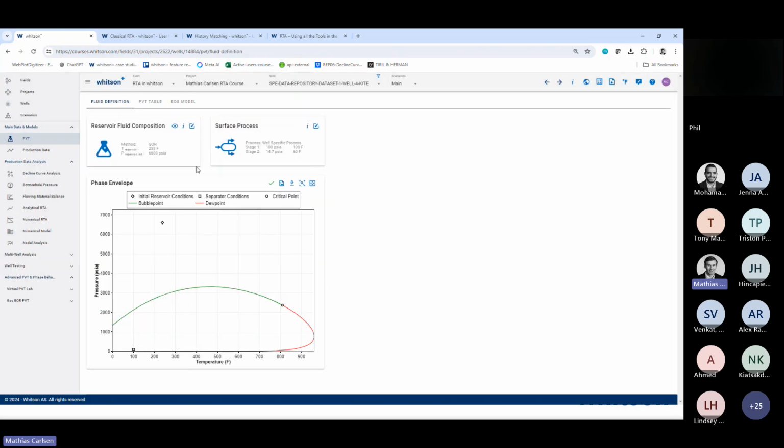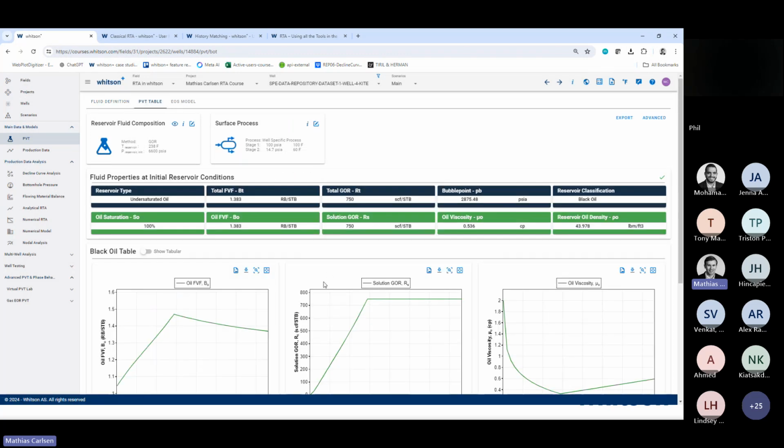What we see now is something that's very different from what we saw in the other case where we were dealing with a dry gas well. So now we're dealing with something that's far away from the critical point. You see the whole phase envelope for one, and we're far above the bubble point right here. So that's what we call a black oil system. You also see that on the GOR. We can also see that pretty easily here on the reservoir fluid type.